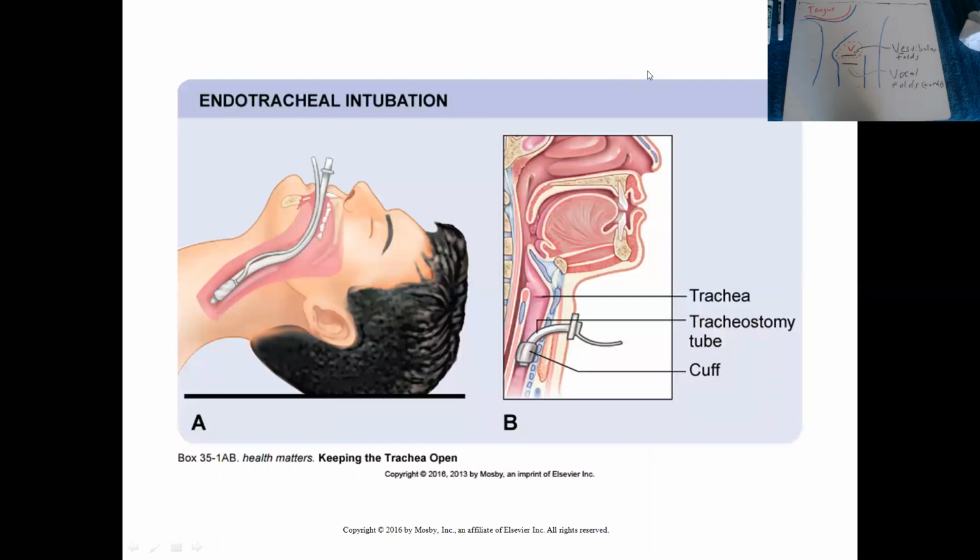Last thing about the trachea, some medical stuff. I said before that the trachea has smooth muscle, so it can constrict and dilate. Sometimes that smooth muscle constricts so much that the trachea closes up completely, and then you can't breathe.